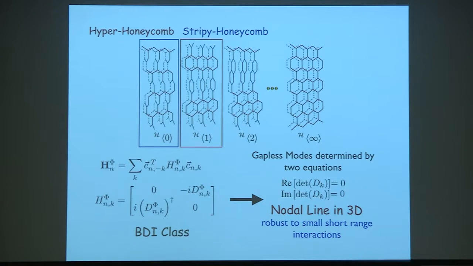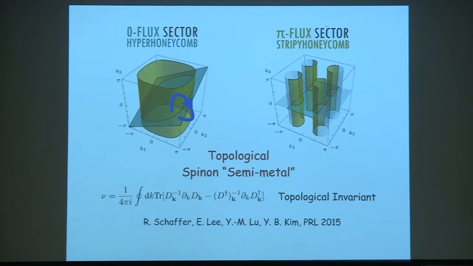You can easily convince yourself that if you require the real part to be 0, then you get a sort of surface of a sphere as a zero energy mode in the momentum space. The imaginary part will give you another surface of a sphere. And when these two spheres intersect, you generate a nodal line, right? That's the reason why you always end up with this nodal line spectrum. And this is again robust to small short range interaction. For example, even if you add Heisenberg interaction, this ground state is going to be stable. Okay, so this is kind of a cartoon picture.